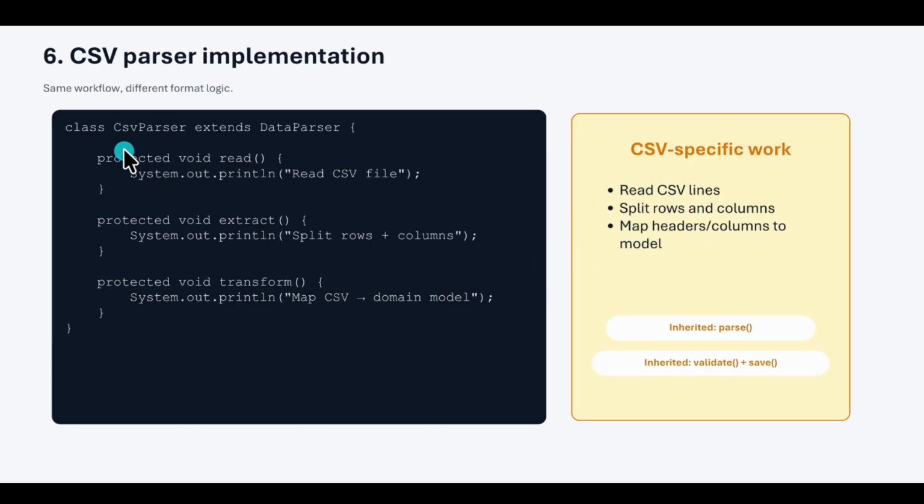In the same way, in the CSV parser, it will read in its own way, extract in its own way, and transform the data in its own way. And it will inherit that parse and the validate and save method.